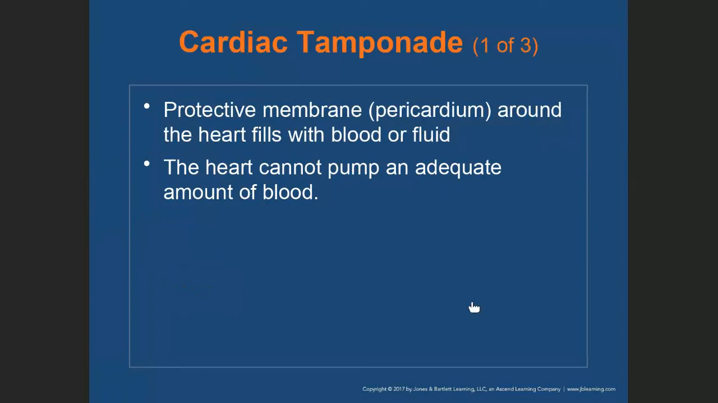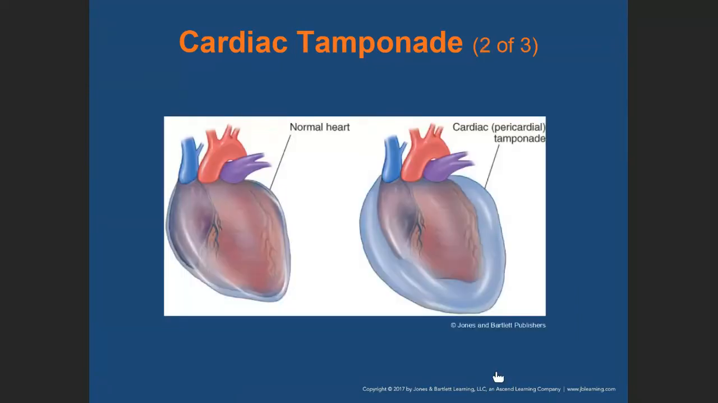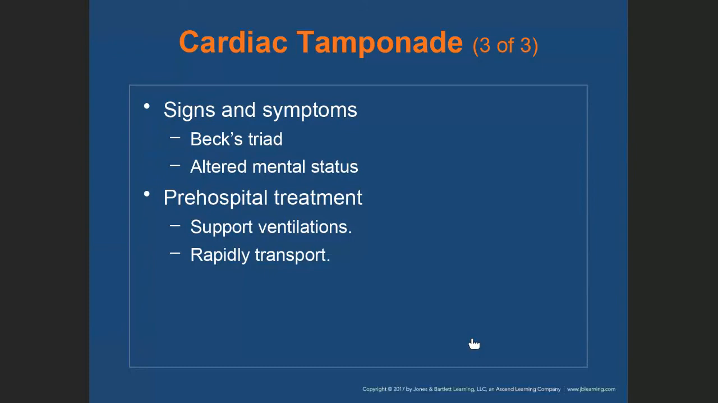Now the cardiac tamponade. The protective membrane, the pericardium, around the heart fills with blood or fluid. The heart cannot pump an adequate amount of blood. Right? So eventually the blood or fluid will create pressure on the heart. The heart doesn't have the room to expand, to fill with blood and contract, so that can create back pressure in the neck veins. Signs and symptoms: Beck's triad, and altered mental status. Beck's triad is distended neck veins, muffled heart sounds, low blood pressure, or narrowing pulse pressure. Pre-hospital treatment, support ventilation, rapidly transport.